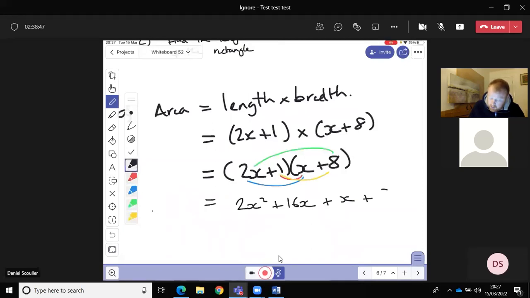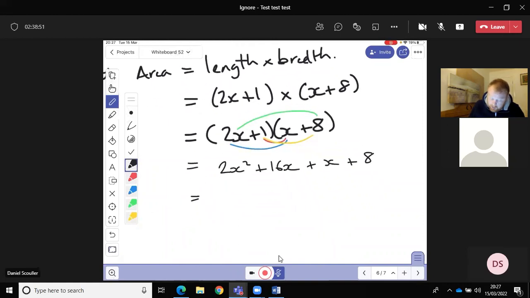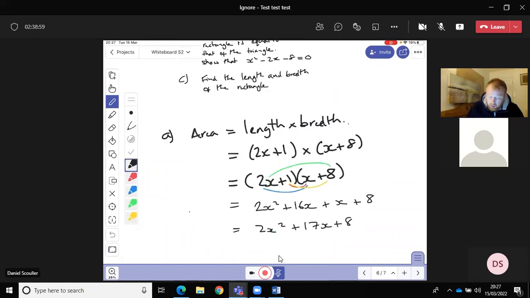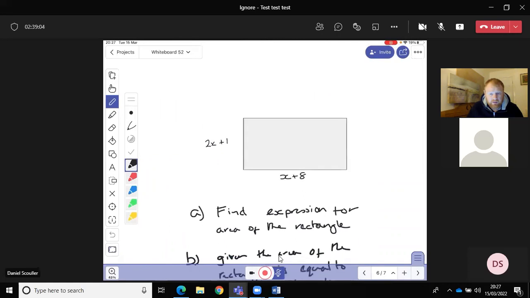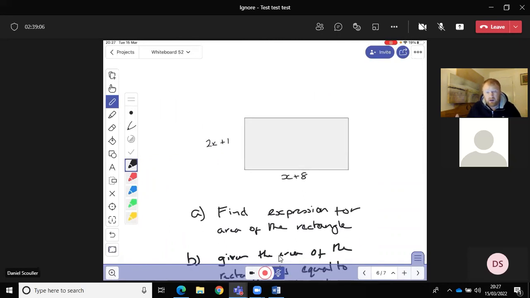Okay, plus 8. Just tidying that up, collecting like terms, gives us an expression like that. So what on the face of it looks quite a bizarre, difficult question, find the expression for the area of a rectangle, is actually not too bad.